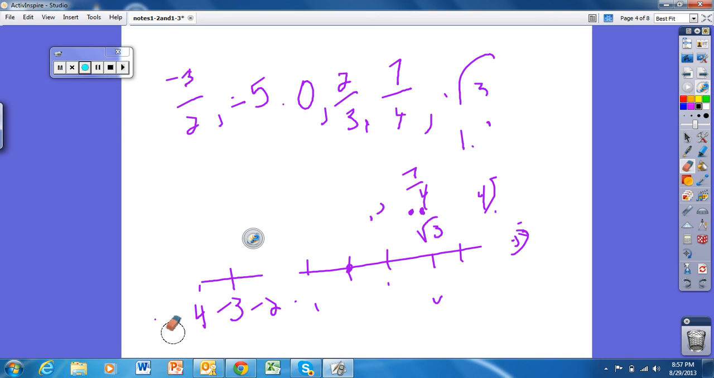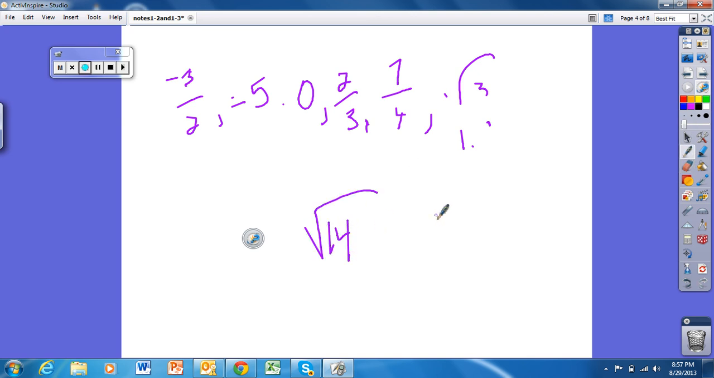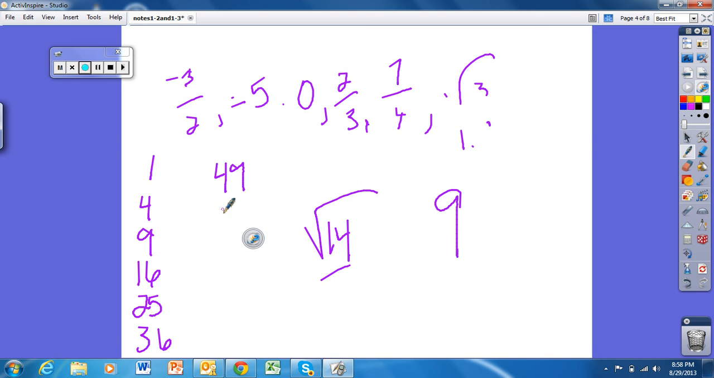Okay, and then the only other thing you're going to have to be able to do is compare two numbers. So for instance, if we take the square root of 14 and 9, which number is bigger? Now, you might not know the square root of 14 in your head, but at this point in your lives, these numbers should mean something to you. And if they don't, you need to start studying them and memorizing them up to at least 121.